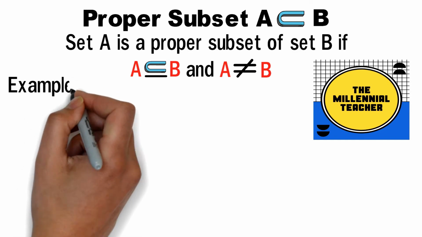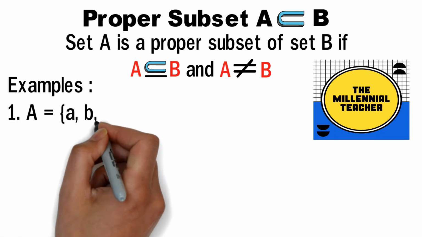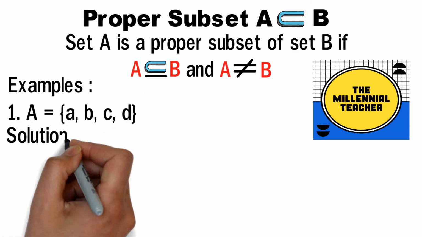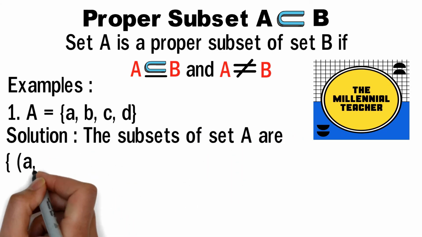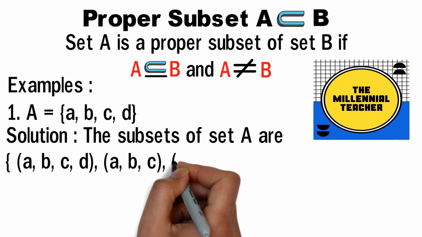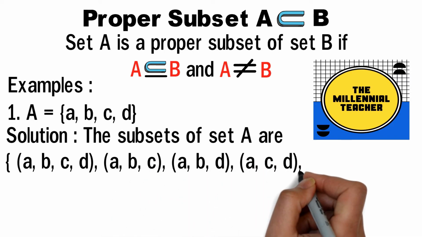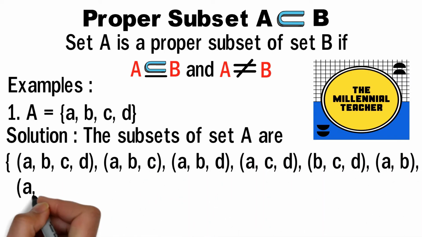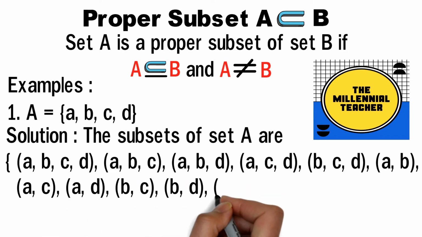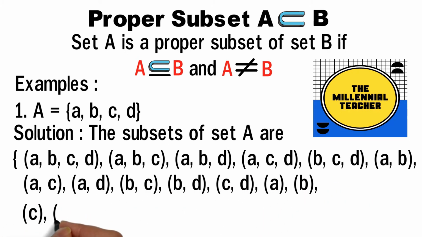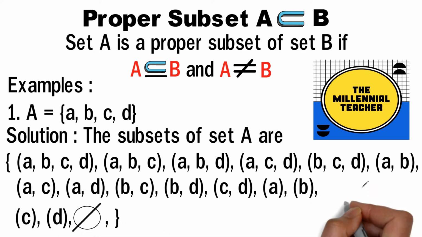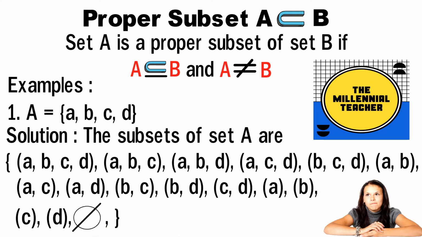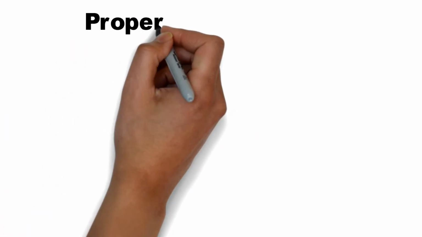Remember, set A composed of the elements A, B, C, D. And the subsets are {A, B, C, D}, {A, B, C}, {A, B, D}, {A, C, D}, {B, C, D}, {A, B}, {A, C}, {A, D}, {B, C}, {B, D}, {C, D}, and null set or empty set. What are the proper subsets of A students?